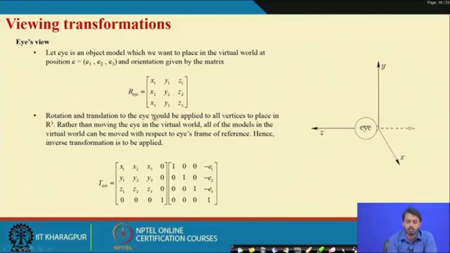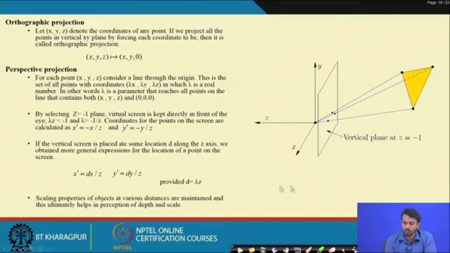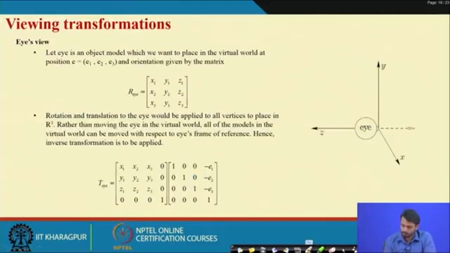The orientation is given by the matrix X1, Y1, Z1, X2, Y2, Z2 and X3, Y3, Z3. So, the rotation and translation of the eye would be applied to all the vertices placed in the particular matrix. Rather than moving the eye in the virtual world, all of the models in the virtual world can be moved with respect to the eye's frame of reference.